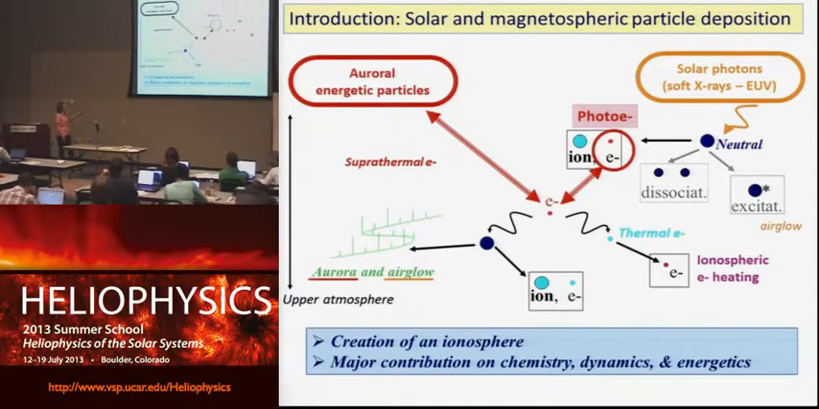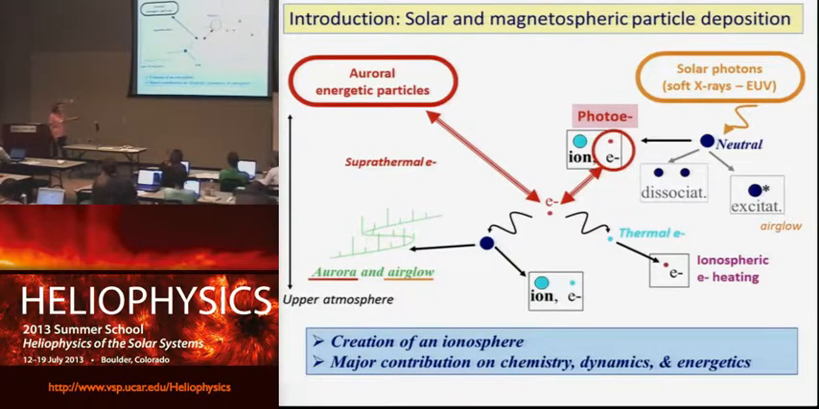As for the suprathermal electrons, which can be photoelectrons, auroral energetic particles coming from the space environment, or secondary electrons induced by electron impact ionization, they can interact with the neutral species, yielding excitation and ultimately, directly or indirectly, auroral emission if the original source is auroral energetic particles, or airglow if the original energy source was solar radiation.